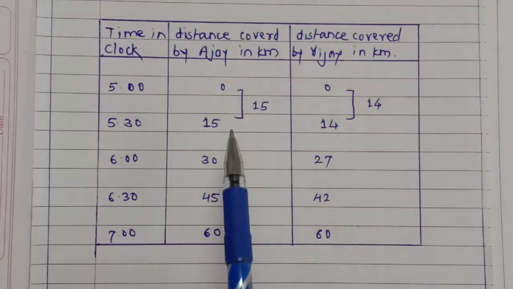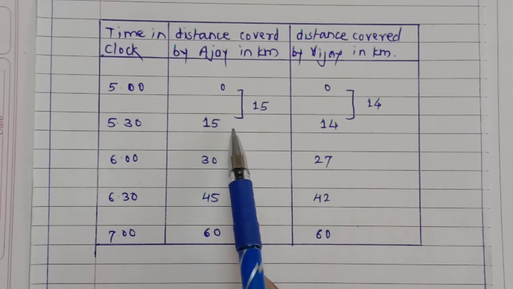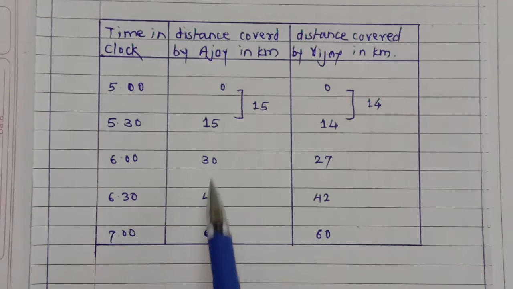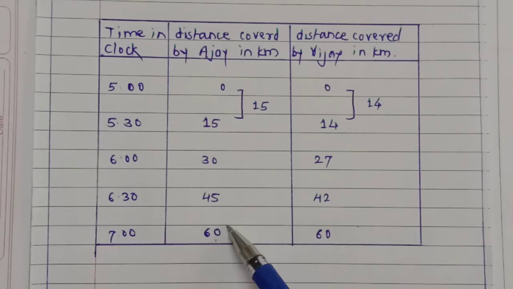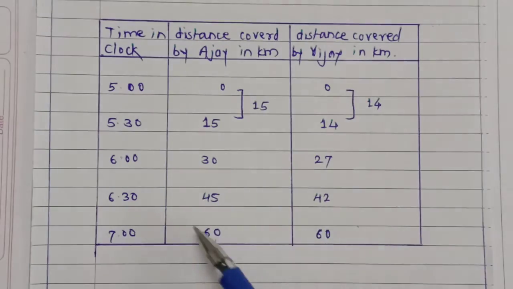If you observe, after each half an hour, the distance covered by Ajay is 15 kilometers. Means he has covered equal distances in equal intervals of time. So the motion of Ajay is uniform motion.